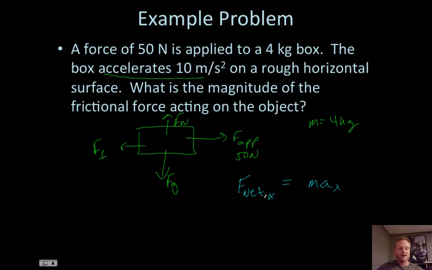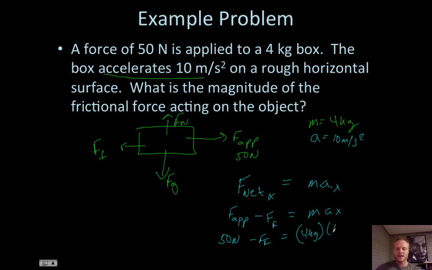Now, what is my net force in the x direction? Well, I have F applied minus the force of friction, right? Those two forces are competing against each other, equals mass times acceleration in the x direction. F applied is 50 newtons, so I'll fill that in here: 50 newtons minus the frictional force equals the mass, 4 kilograms, times the acceleration, which I should have written up here, 10 meters per second squared.